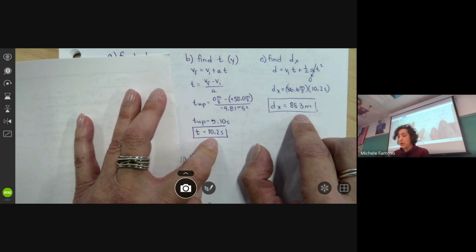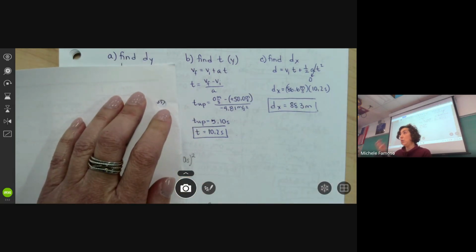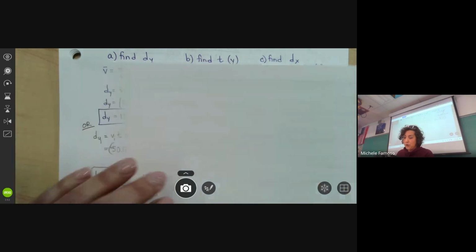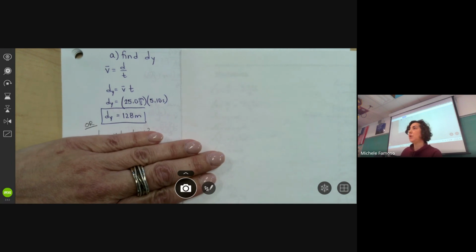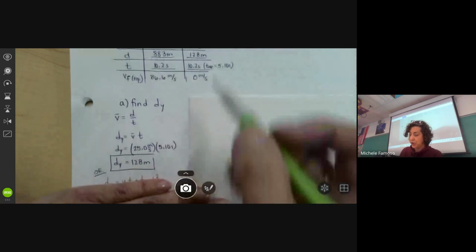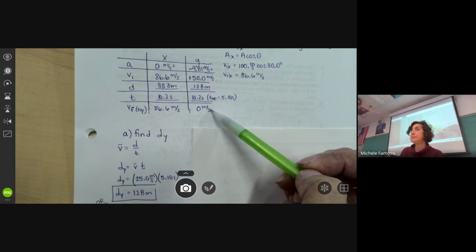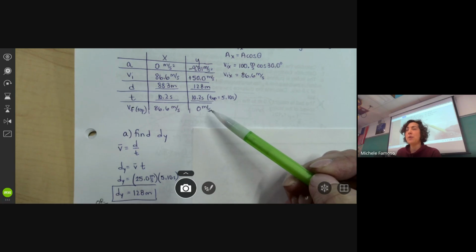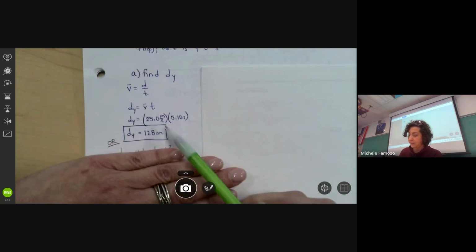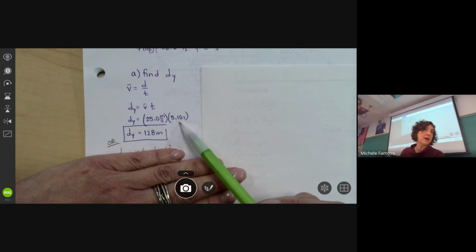Now, there are 3 different ways you can find the dy. I will show you all 3. The first way you can get it is by using V bar is D over T. And this is in the Y direction. What is the average of 50 and 0? You got a 0 on one test and a 50 on another. What's your average going to be? 25. 0 plus 50 is 50 divided by 2. 25. To get that D, I would do the V bar times the T, 25.0 meters per second times the 5.10 seconds. Just the time up, because the height is at the half time. So 128 meters if you did it that way.